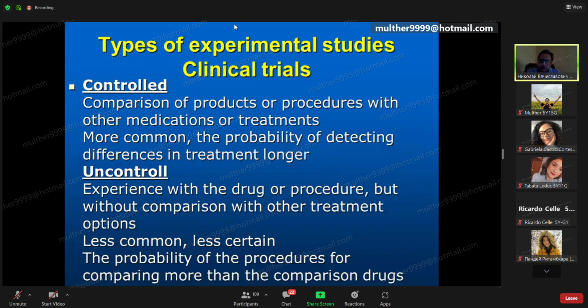Now I want to specify for you the main types of experimental studies. Clinical trials may be controlled, when we compare products or procedures with other medications or other procedures, treatments or therapeutic technologies. These trials are more common, and the probability of detecting a difference in treatment is higher in these trials.